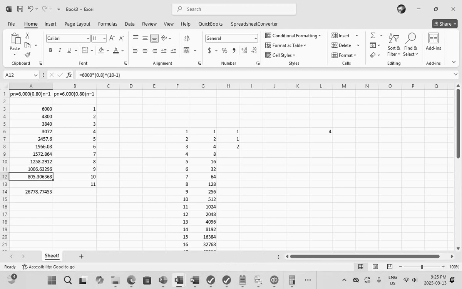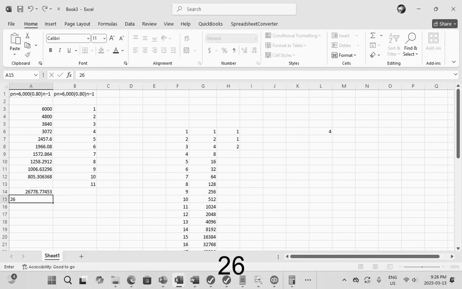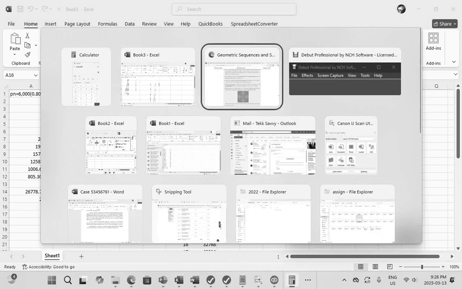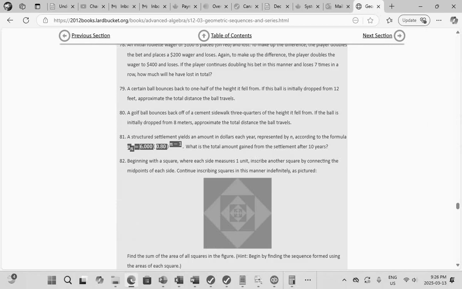Once you finish the calculations, you will need to add these numbers up. Once you add these numbers up, your total will be $26,778.77, which rounds to $26,778, or you can say $26,779 if you want to round it off with no decimal places. So this is basically how you work on question number 81.